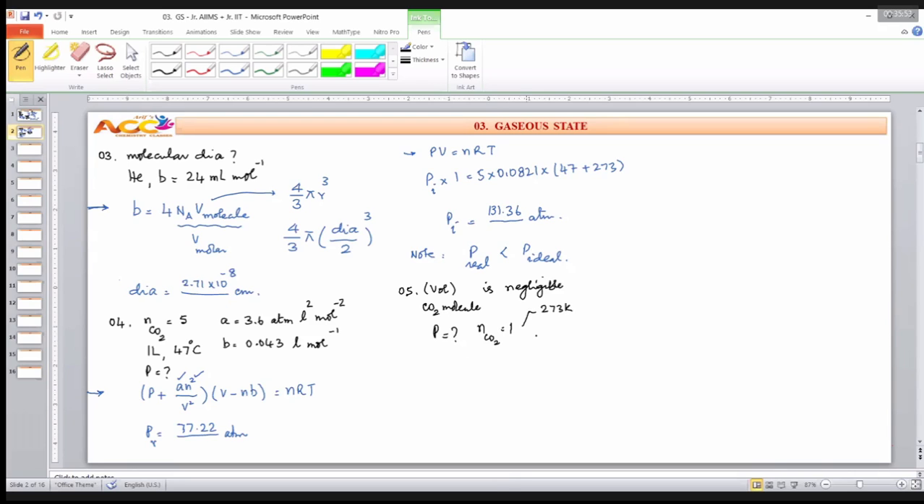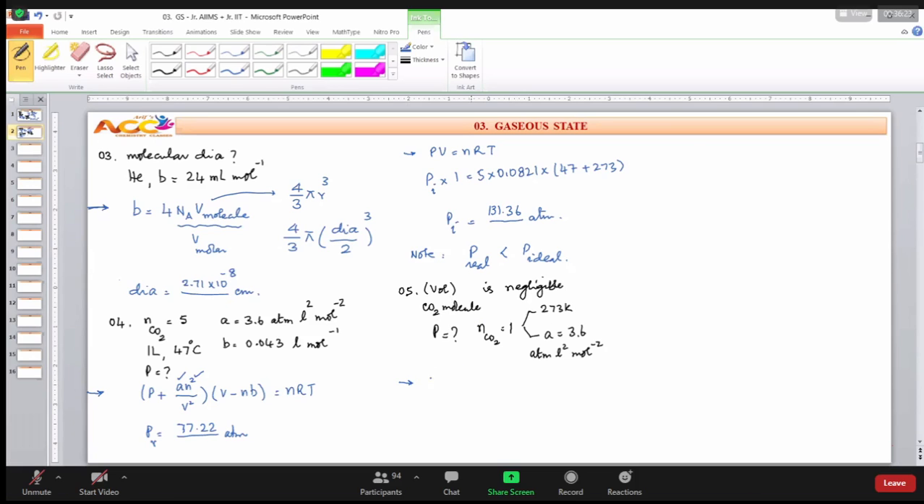A is equal to 3.6 atmosphere meter square per mole square. The question is very logical and beautiful. How may we proceed? He is saying the actual volume of the gas molecule is negligible, right? Indirectly he is saying that b is negligible.